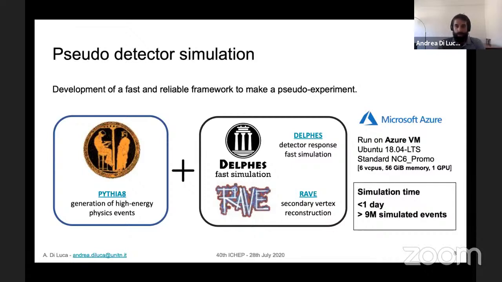All the simulation is run on an Azure virtual machine that runs Ubuntu 18 with a standard configuration with 6 CPUs, 56 gigabytes of random access memory and 1 GPU. Concerning the simulation time, in one day we can simulate almost 10 million events.